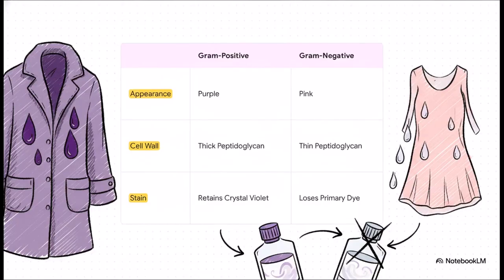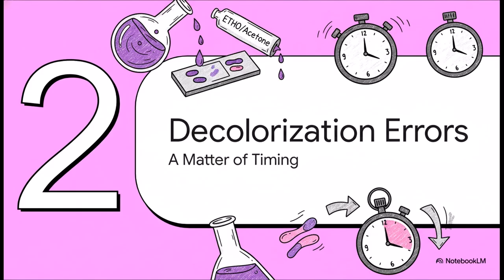And this right here, this is the whole game. The key difference is all in that cell wall. Gram-positive bacteria, they have this really thick, dense layer of something called peptidoglycan. You can almost think of it like a big, thick wool coat. It just soaks up that first purple dye, the crystal violet, and holds on tight. Now, gram-negatives, on the other hand, have a much, much thinner layer. It's more like a t-shirt. It can't hold on to that purple dye when you try to wash it out, and that single difference, that's everything.